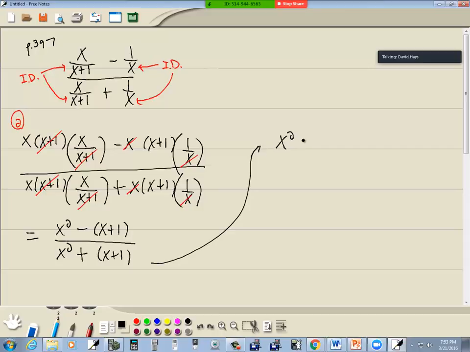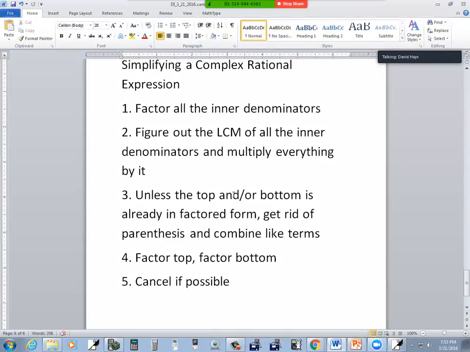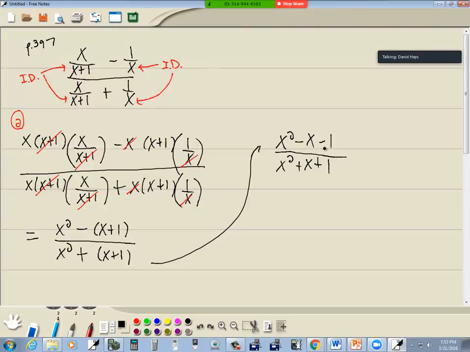So that gives us x squared. Remember, a negative in front of your parentheses flips the sign, everything follows it. So it becomes a minus x minus 1 over x squared plus x plus 1. Step 3. Unless the top and/or bottom is already in factored form, get rid of parentheses, combine like terms. That's already done.